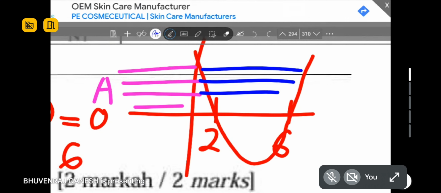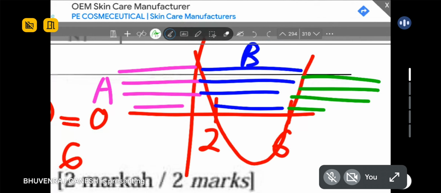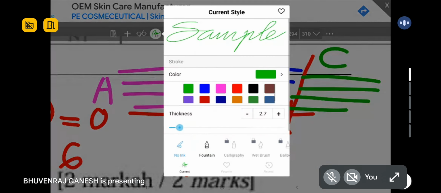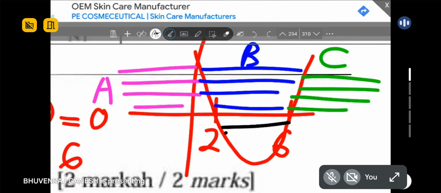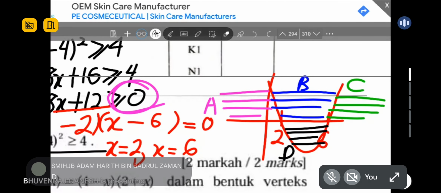This one B. You all tell me the correct answer, guys. Bagi tahu jawapan mana yang betul. This one C and this one D. Okay, tell me what will be your answer for this question. Mana jawapan yang betul? Lebih besar atau sama dengan kosong?